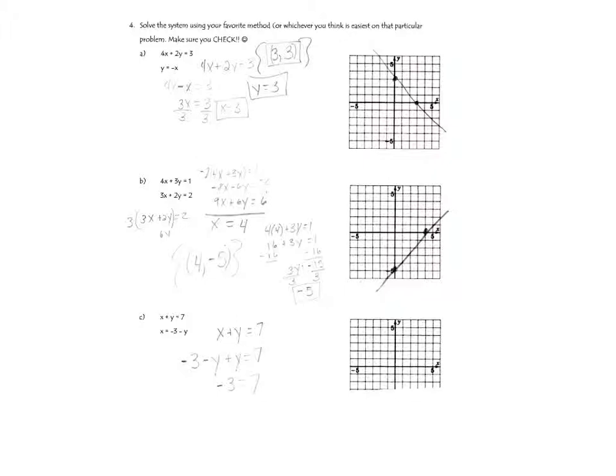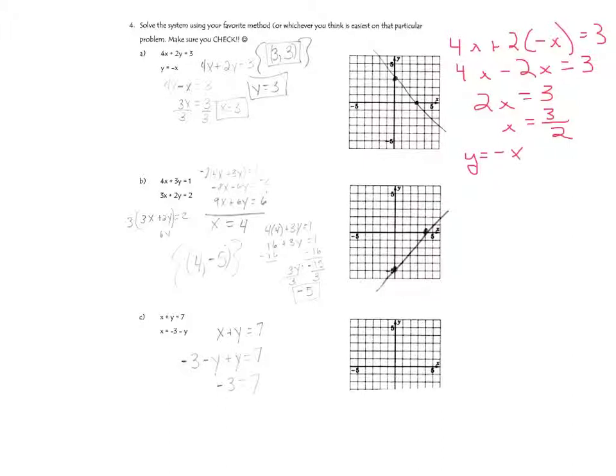So let's do that. We have 4x plus 2 and y is negative x equals 3. So that gives us 4x minus 2x equals 3, 2x equals 3, and then dividing both sides we get x equals 3 halves. So that's the first equation, and then we plug that into our second equation, and if x equals 3 halves, then y equals negative 3 halves. So that's our answer.